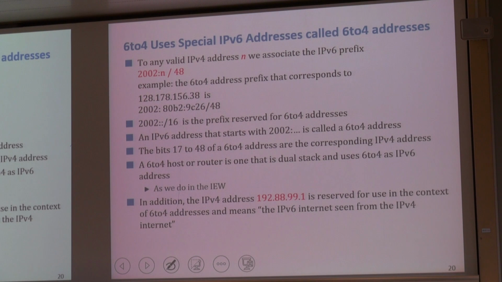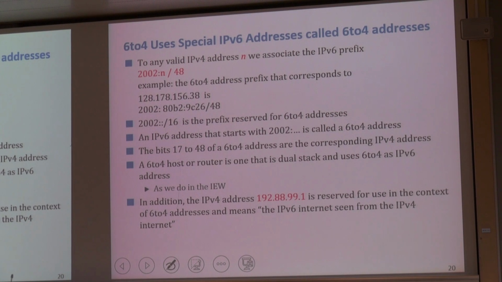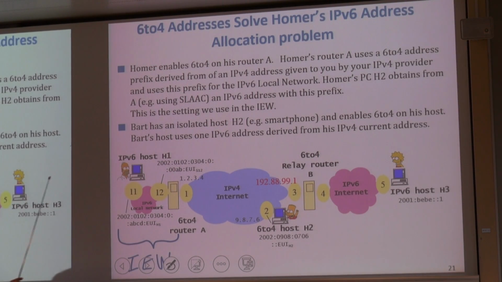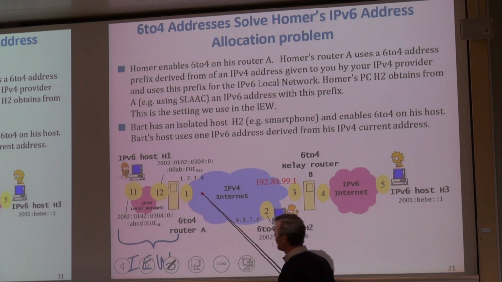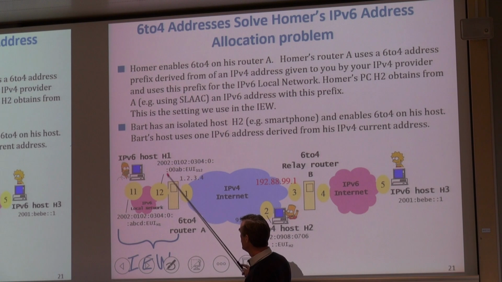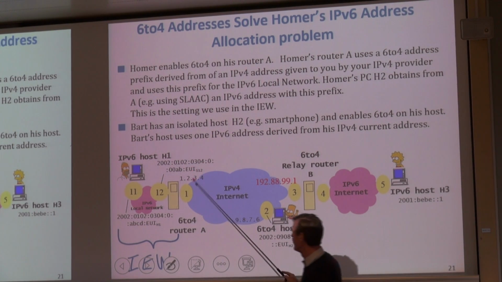So to summarize now, we have reserved two blocks of addresses, one in IPv4 and one in IPv6. And once we have that, well, the solution is easy. Let's see how this solves, for example, the address allocation problem for Homer, who is on a local IPv6 network, connected to the IPv4 internet. So Homer has a router that has an IPv4 address, 1.2.3.4. Homer uses 6to4, therefore it means this router will say, I am in a domain where the prefix for that domain is 2002:1234. So here the mapping is easy from this to that.